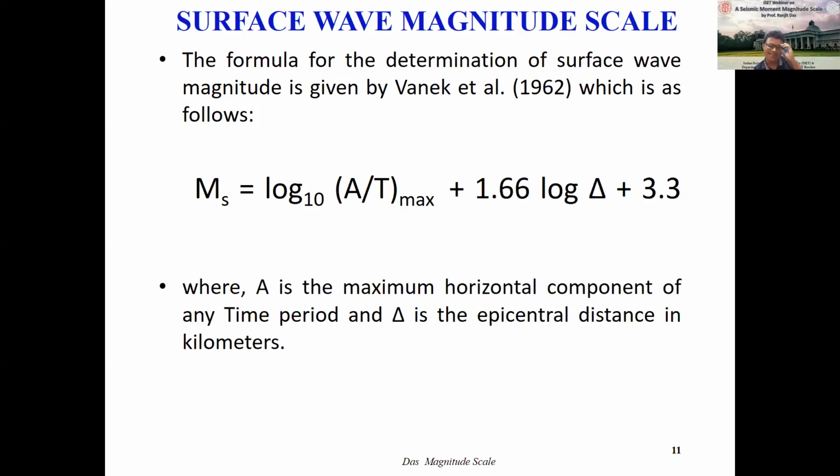This scale is used by ISC in one way, and by NEIC in a different way. ISC uses the vertical component of the seismograph, and NEIC uses the vertical and horizontal components with 10 to 60 second windows. And this A is the maximum horizontal component of any time period, and this is the epicentral distance in kilometers. So, body waves, surface waves, local magnitudes: local magnitudes are not reported by ISC or NEIC. These surface and body waves are reported by the international agencies ISC and NEIC.